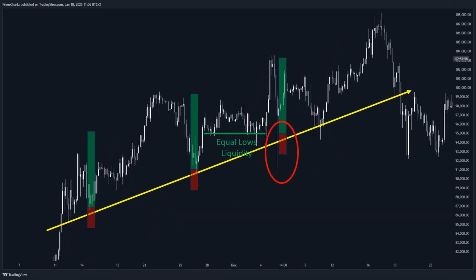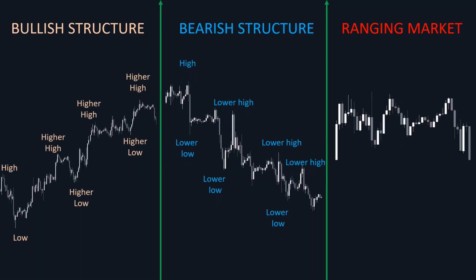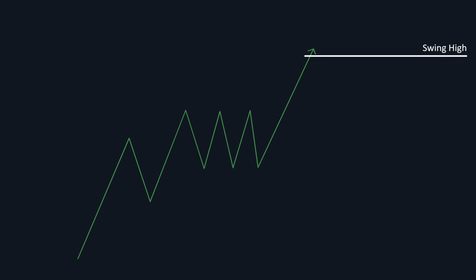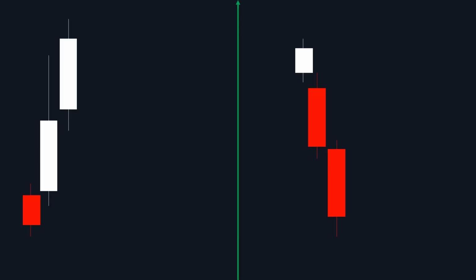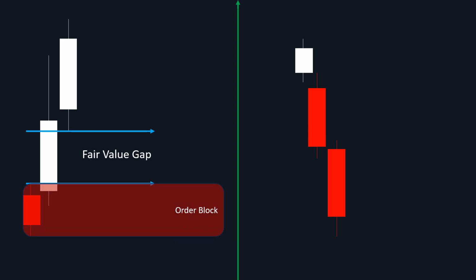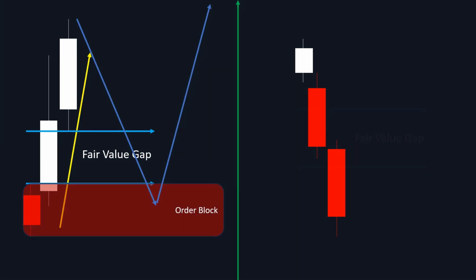If you've ever wondered how the big players like banks, hedge funds, and institutional investors trade, you're in the right place. In this video, we'll simplify the Smart Money Concept, or SMC, and walk you through examples to make everything crystal clear. By the end of this course, you'll understand key principles like market structure, order blocks, liquidity, and how to identify high-probability setups.